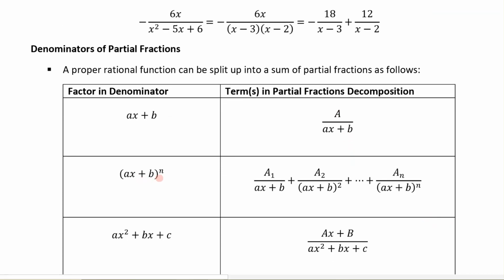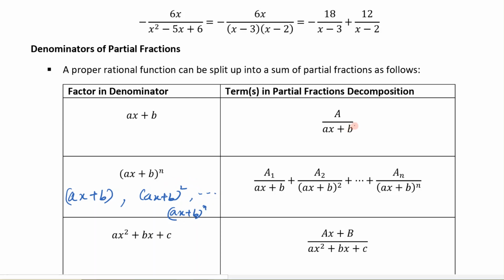If you have the nth power of a linear factor, then we set up the terms in the decomposition as follows. So a1 over ax plus b, a2 over ax plus b squared, up to an over ax plus b raised to power n. So basically we think about all the factors of ax plus b raised to power n. So ax plus b is a factor, ax plus b squared is a factor of ax plus b raised to power n, and so on up to the nth power, right? So all these are the factors of ax plus b raised to power n. So we get one term corresponding to each of these factors.